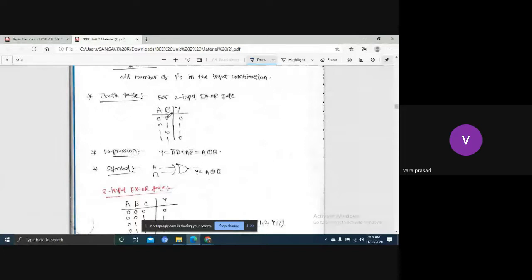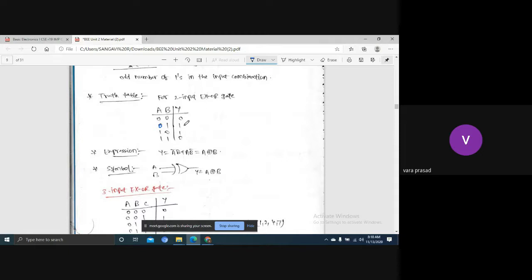AB is 0 0, 0 1, 1 0, 1 1. When the two inputs are not equal, output is 1. Here A is 0, B is 0, equal, so output is 0. A is 0, B is 1, not equal, so output is 1. A is 1, B is 0, not equal, that's why output is 1. Here equal, output is 0.